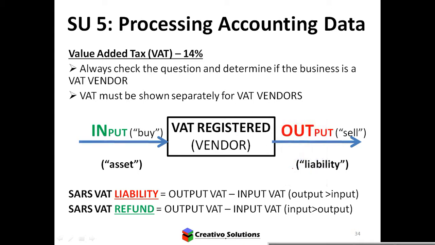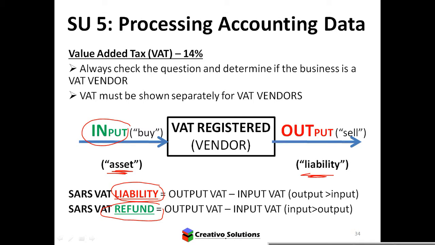Then we need to compare the two. If the liability is bigger than the asset, meaning I've got more output than input, will I have a liability or a refund? A liability. Exactly, because that means you're going to pay SARS more than you've claimed. Businesses that have a refund will be businesses that have more input than output. Those are normally your fruit and vegetable type businesses, because fruit and vegetables are zero rated, meaning when you sell fruit and vegetables, you don't charge 14% VAT.